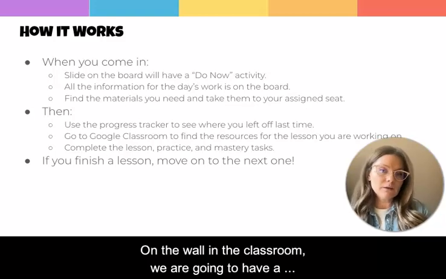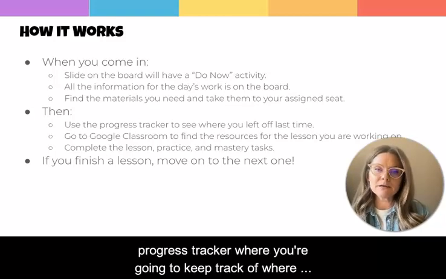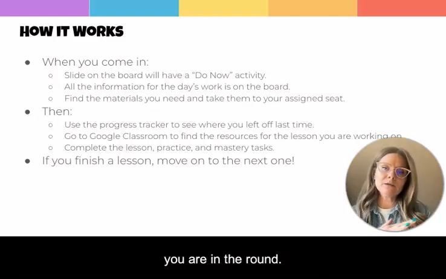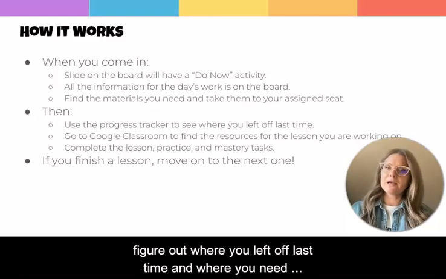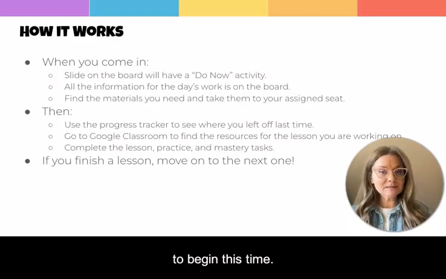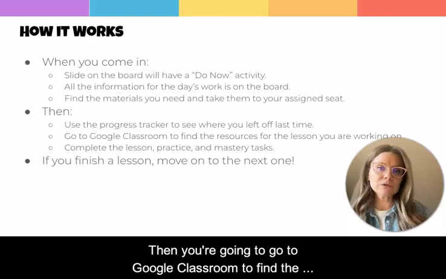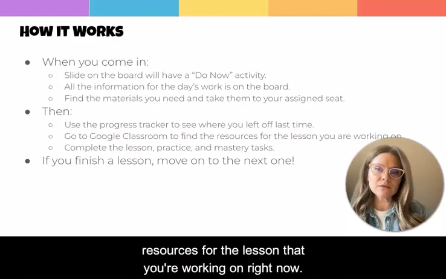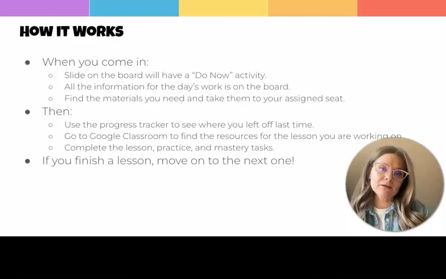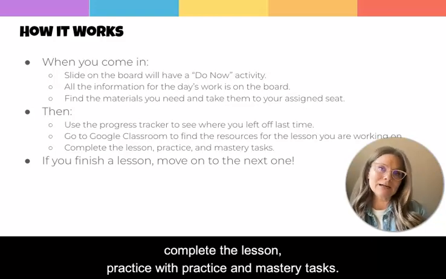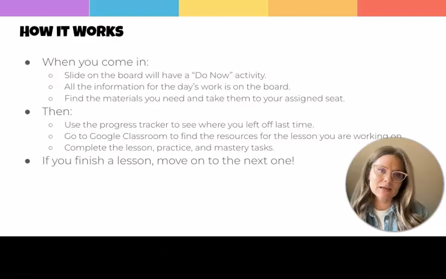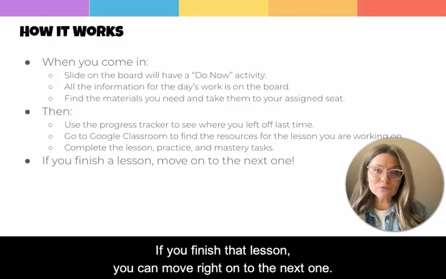On the wall in the classroom, we are going to have a progress tracker where you're going to keep track of where you are in the round. And what you're going to do is use that progress tracker to figure out where you left off last time and where you need to begin this time. Then you're going to go to Google Classroom to find the resources for the lesson that you're working on right now. And you're going to work on the lesson, complete the lesson, practice with practice and mastery tasks. If you finish that lesson, you can move right on to the next one.